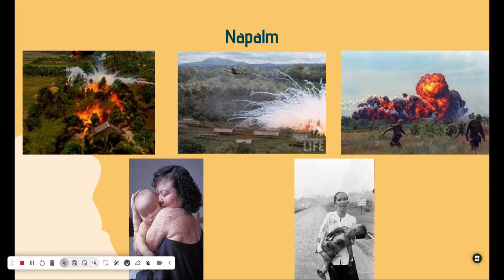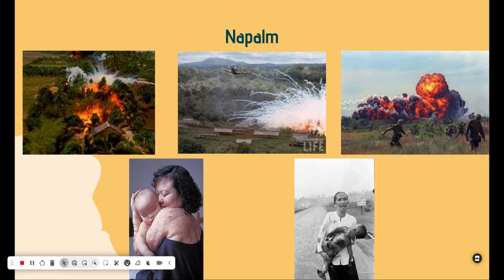The second method is napalm, which is a gasoline based bomb. When the bomb explodes, it splatters that jelly like gasoline substance and then that ignites. So this was used to clear large areas. So you could napalm a village, for example, or you could use it to help with the jungle to clear large areas that way as well.